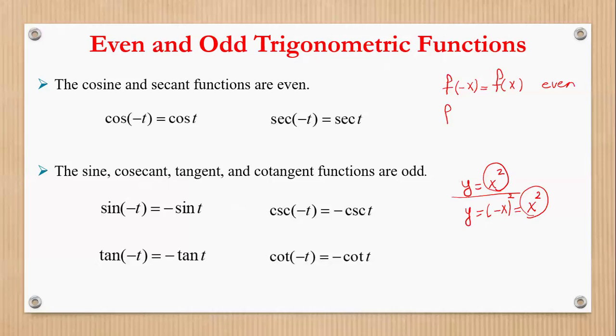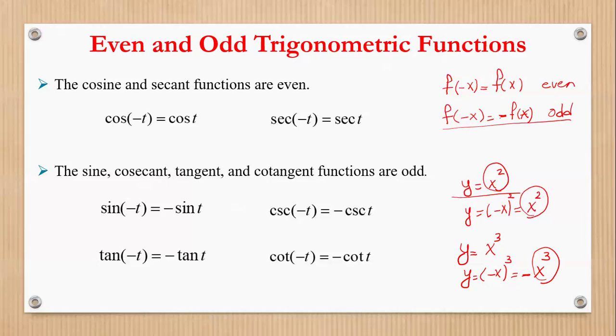But if you replace the x by -x and your function is the negative of the first function, that means your function is odd. For example, I have y equals x cubed. If I replace the x by -x, if I raise a negative to the third power, I still get a negative. And that's my first function with a negative in front, which means that this function is odd. So we have this property for trigonometric functions as well.